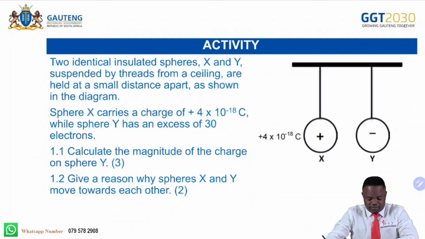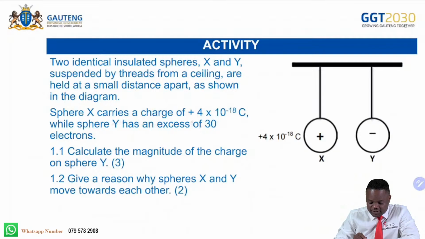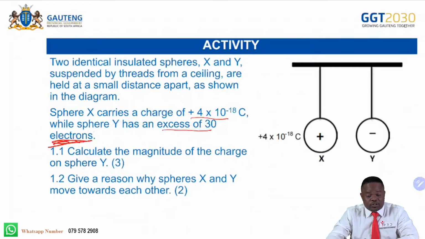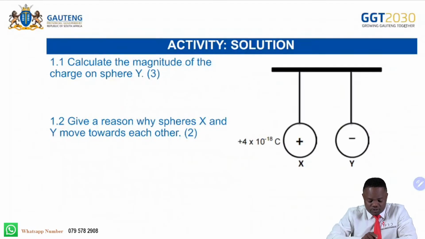Right, welcome back. Now let us look at the question together then. So we have two identical spheres, X and Y, as we can see there. They're suspended by threads from a ceiling. Now they are held at a small distance apart as shown there. You can see our X is positive, our Y is negative. Now sphere X carries a charge of a positive 4 times 10 to the power negative 18, while sphere Y has an excess of 30 electrons. Right. So the first part, calculate the magnitude of the charge on sphere Y.